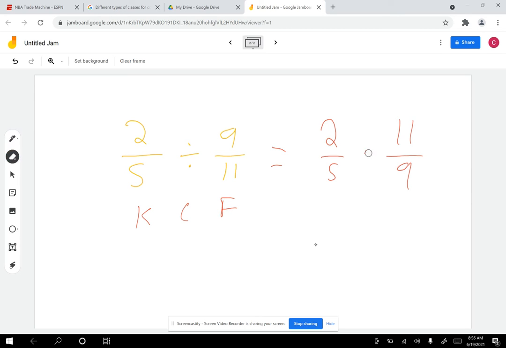Ooh, sorry about that, guys. I'm so used to writing the little circle for multiplication, but we'll just write the X there. So 2 over 5 times 11 over 9, and that'll give us our answer. So 2 times 11 is 22. 5 times 9, 45.